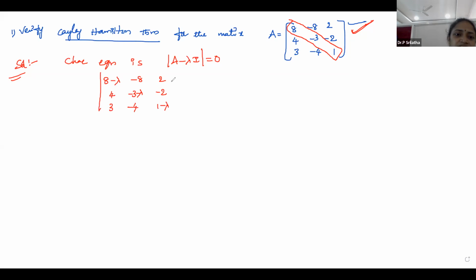So that is equal to 0. Okay. So how to find the characteristic equation? By using this determinant, we can find the characteristic equation. No, we have a shortcut method. This is a 3 by 3 matrix, right? So for the 3 by 3 matrix, we have to use the shortcut method.